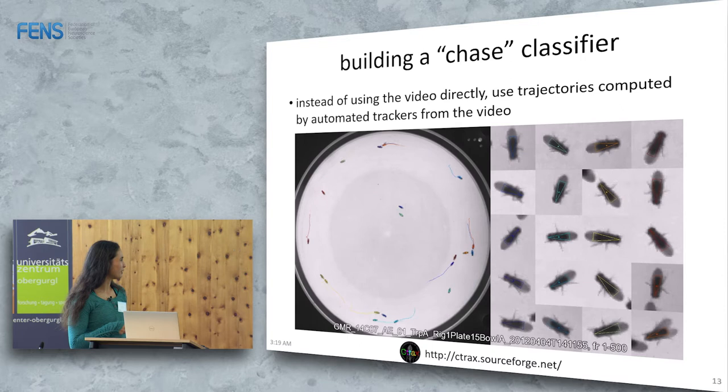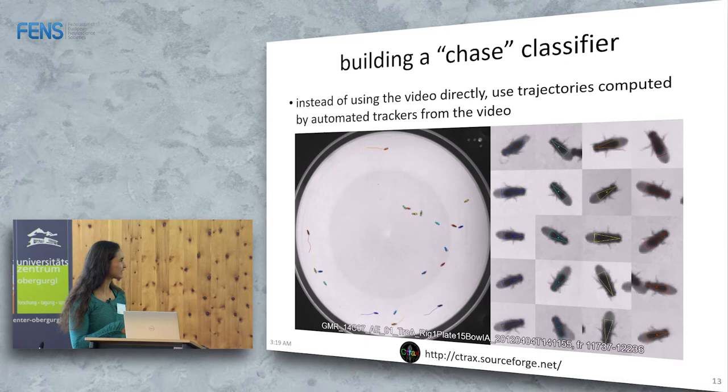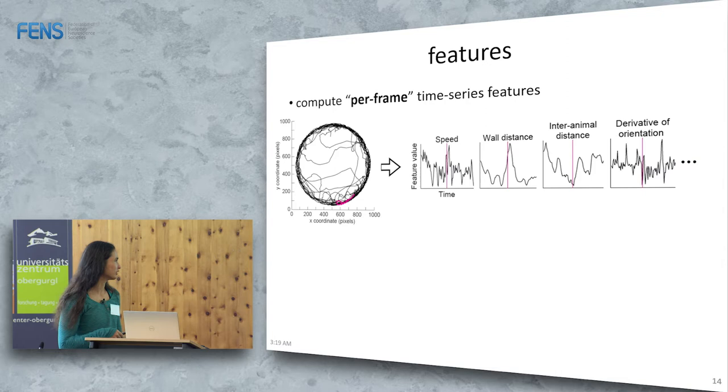You can use it for tracking individual animals. And so that gives us these XY trajectories of the fly's position over time, right? So that's what I'm plotting here. For one individual fly, we have the XY position of the center of the animal. And then we can compute a lot of these per frame features, as we've called them in our lab, that you guys were talking about, right?